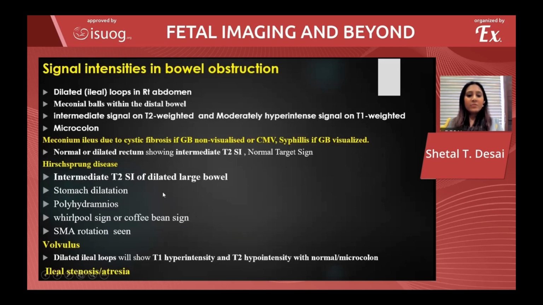And if there is an associated stomach dilatation, polyhydramnios, whirlpool sign, or a coffee bean sign with an SMA rotation, it tells me that this is a volvulus. In ileal stenosis or atresia, the signal intensity on T1 and T2 will be normal. And microcolon may or may not be there, but it is only and only from the signal intensities that you say that it is an ileal stenosis and neither of these conditions.